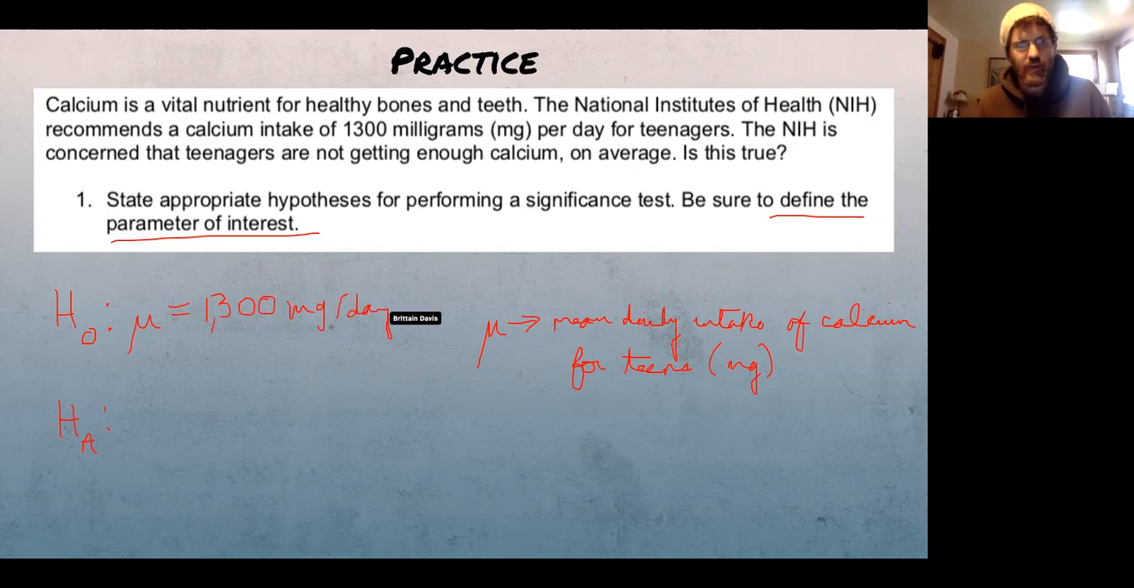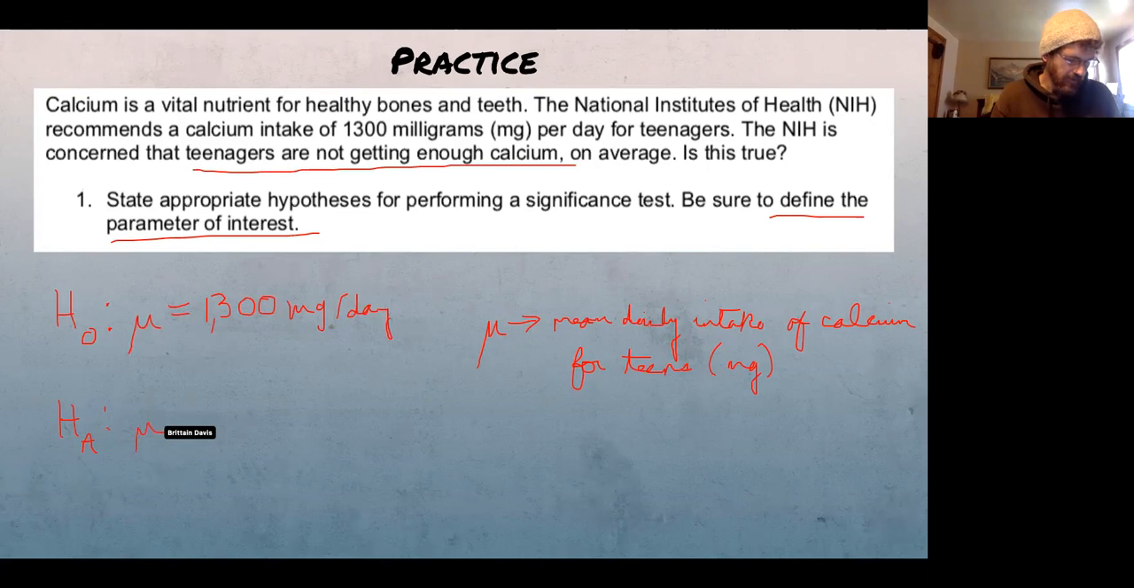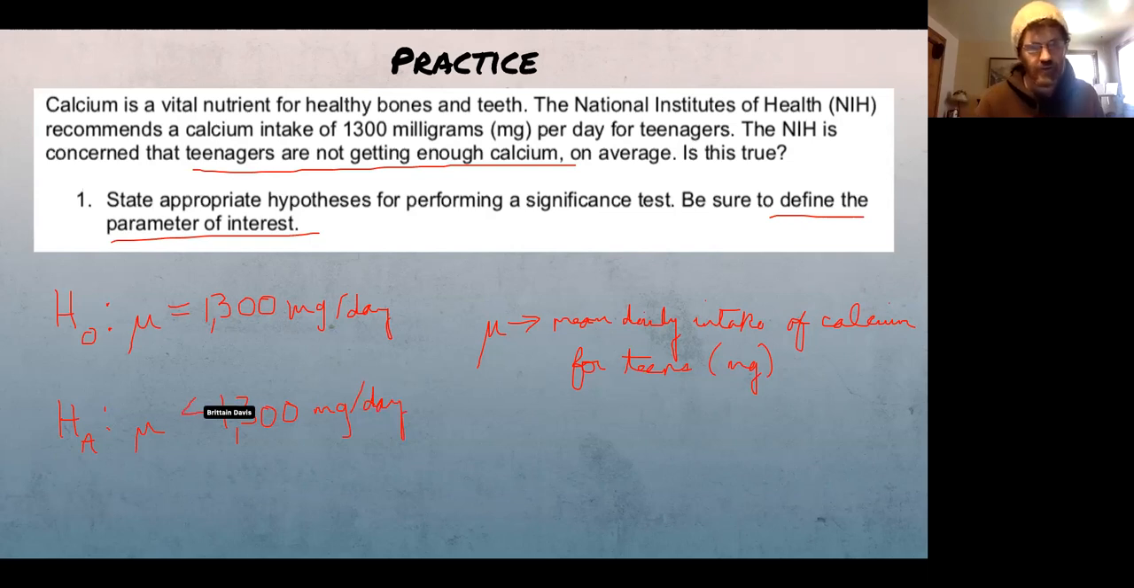Now, the alternative hypothesis. The NIH is concerned that teenagers are not getting enough calcium. So what they're concerned about isn't that they're getting too much calcium or they're just getting not 1,300 per day, but they're concerned that they're getting less than 1,300 milligrams per day. So that's what we're really testing right here.